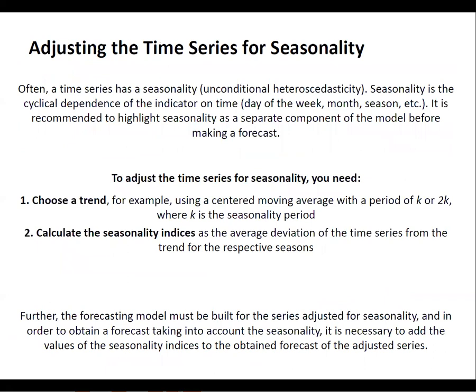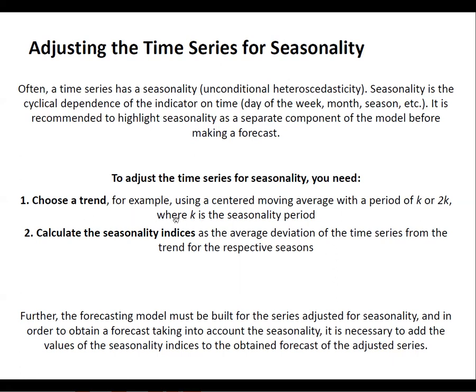The third preliminary action to do with time series before constructing a model is seasonal adjustment. Seasonality or unconditional heteroscedasticity is the dependence of the time series on the time of the year, day of the week, month, quarter, and in rare cases, it may be on an election or Olympic 4-year cycle. The seasonal adjustment technique consists of 2 steps. The first is the selection of the trend of the time series. A trend is a general tendency. It can be selected in the form of some analytical function, but the most convenient is in the form of a centered moving average.